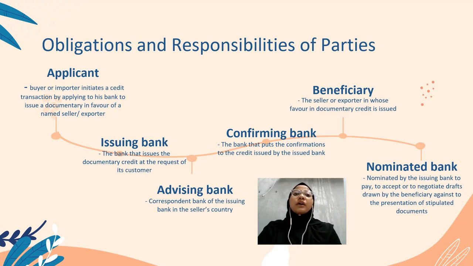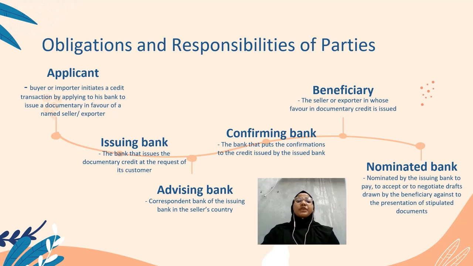The confirming bank relieves the seller of the risk associated with the failure or non-payment by the issuing bank. It also relieves the seller against country risk and exchange control restrictions on transfer of money that may be placed on the issuing bank.